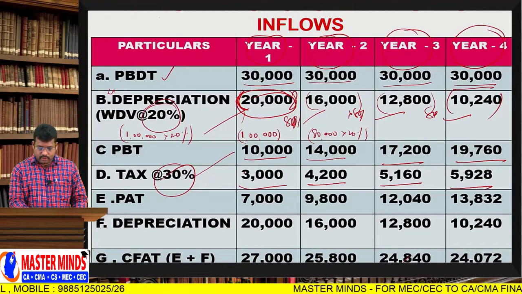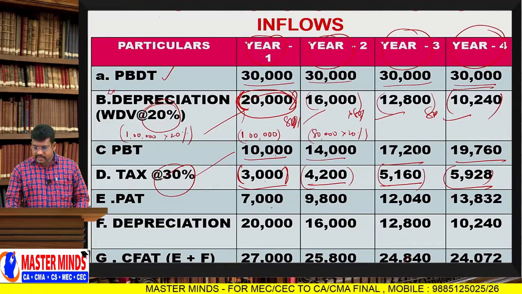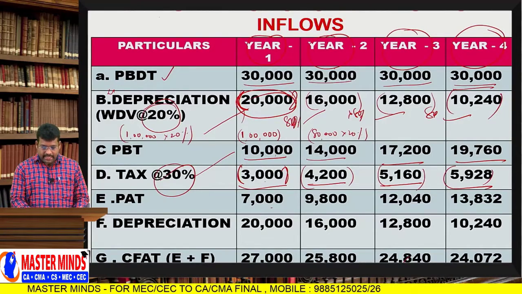So tax, you deduct this less tax. After deducting this tax, what you will get? 10,000 minus 3,000, 7,000. 14,000 minus 4,200, 9,800. 17,000 minus 5,160, 12,040, 19,598, 13,832. So you will get it.